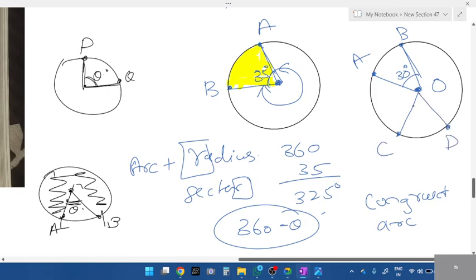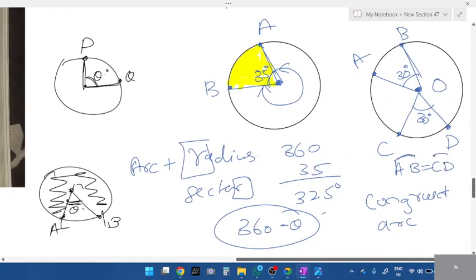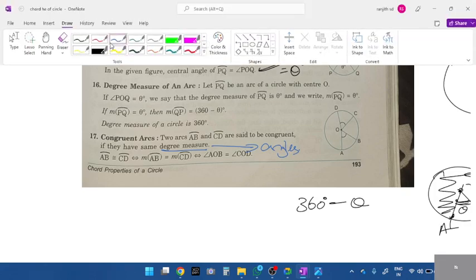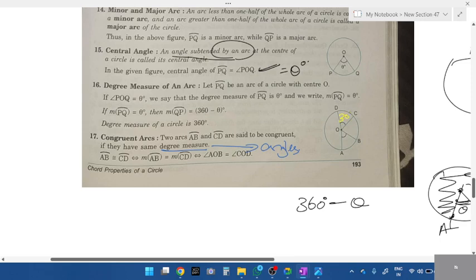Even here it is 30 degrees, which means these two are arc AB, and the symbol for arc is just a line on top. Arc AB is congruent to arc CD. The reason is both are 30 degrees. The values are same. This is known as congruent arc. Look here. Two arcs AB and CD are said to be congruent if they have same degree measure. Same degree measure is nothing but angles. If this is 30 degrees, even this would be 30 degrees. That's the meaning of congruent arc.